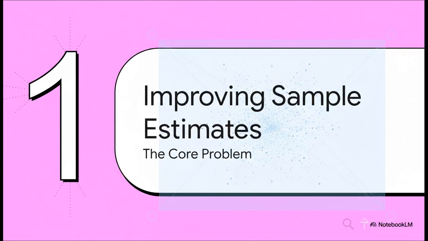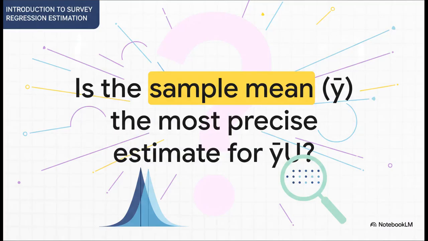Okay, so let's start at the beginning. What's the fundamental challenge here? When we take a sample from a population, our whole goal is to estimate something, like the population mean. And we want to be as accurate as possible with as little variance as we can get. The real question is, what's the best tool for that job? Which brings us to this big question.